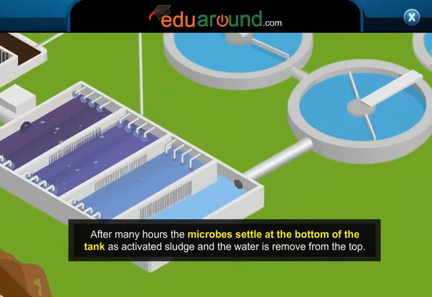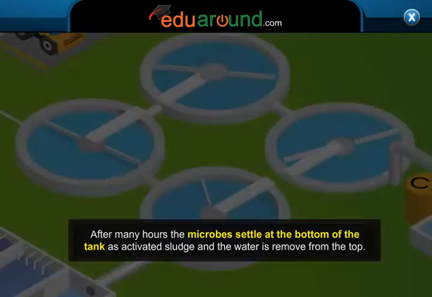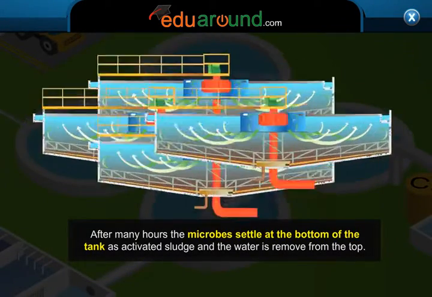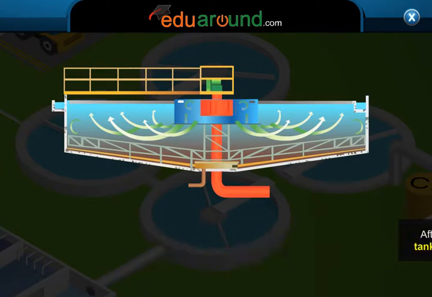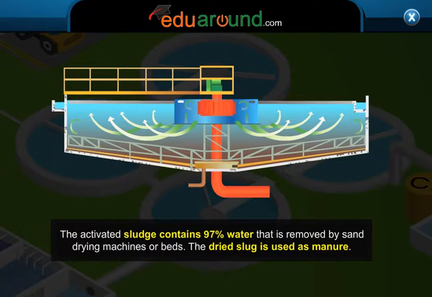After many hours, the microbes settle at the bottom of the tank as activated sludge, and the water is removed from the top. The activated sludge contains 97% water that is removed by sand drying machines or beds. The dried sludge is used as manure.